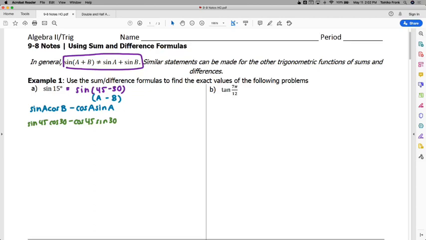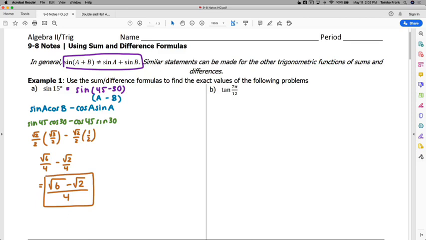That we can evaluate without a calculator. So the sine of 45 is root 2 over 2. The cosine of 30 is root 3 over 2. And then the cosine of 45 is root 2 over 2. And the sine of 30 is 1/2. So it looks like we've got root 6 over 4 minus root 2 over 4. And I can combine those with a common denominator. The final answer is going to be root 6 minus root 2 all over 4. That's how we're going to simplify that. That is what the answers are going to be looking for on the homework.